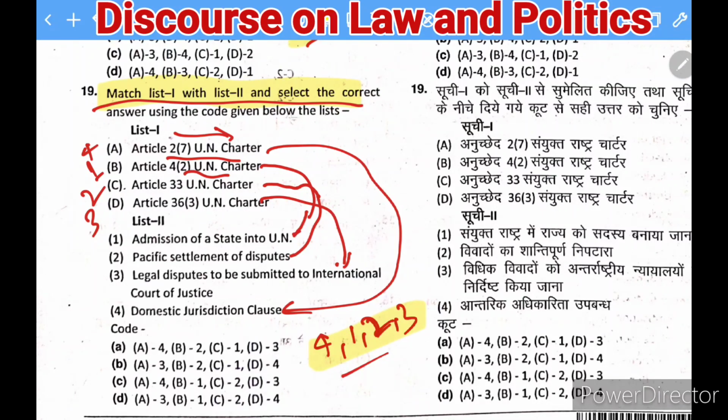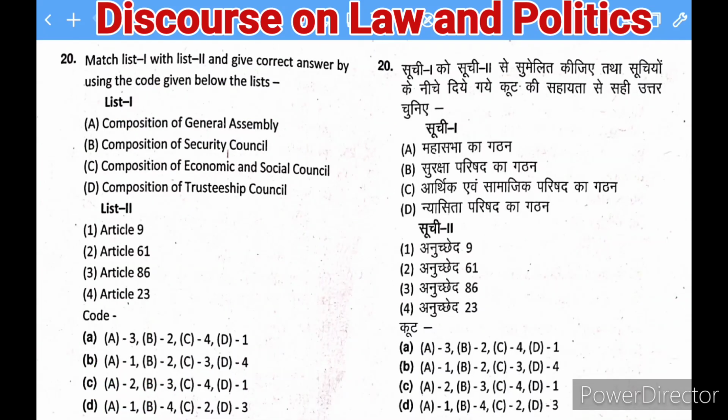So let's see which is the proper code here. 4, 1, 2, 3. A is not here. 4, 2, 1, 3 is this. It is 3, 2, 1. B is also not. And C, 4, 1, 2, 3. Yes, this is the correct one. So C is the correct answer. Now let's see the next question. So let's see this question.